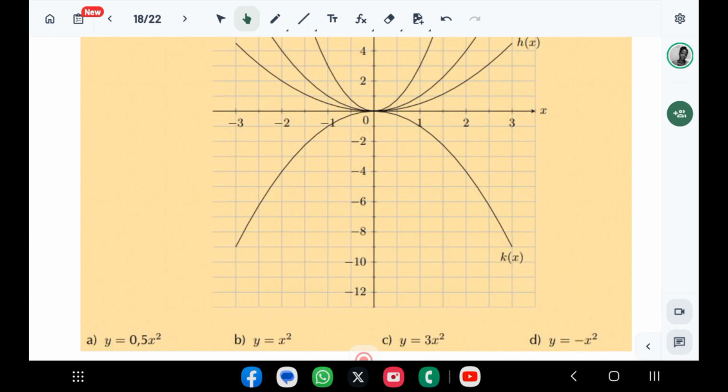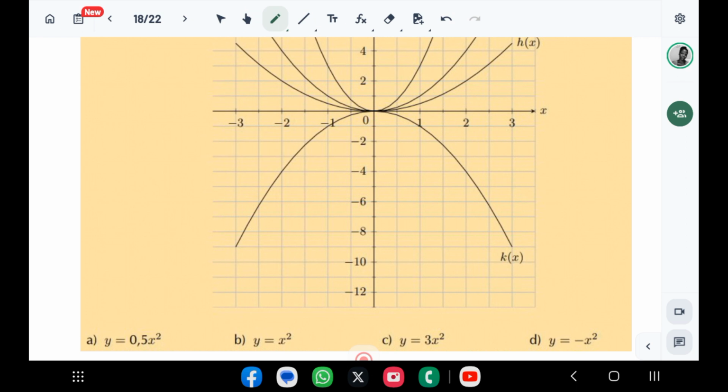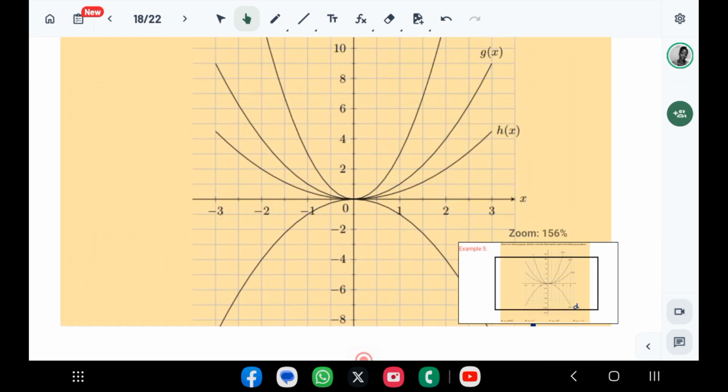Now, negative x² is very easy to identify in this case because it matches the graph with the arms looking down, and that is k(x). So k(x) matches with equation D, and that's what we write there. On the other three, it depends on how big your a is. If your a is the smallest, then it will have the widest shape. The one with the thinnest shape will have the biggest a.